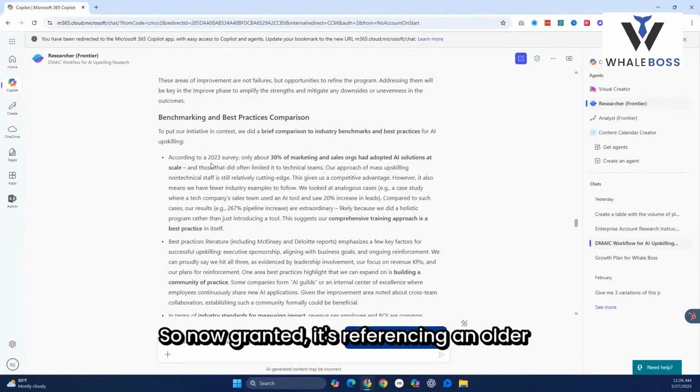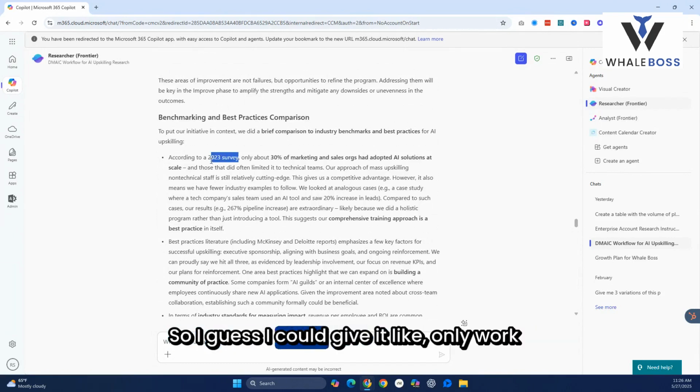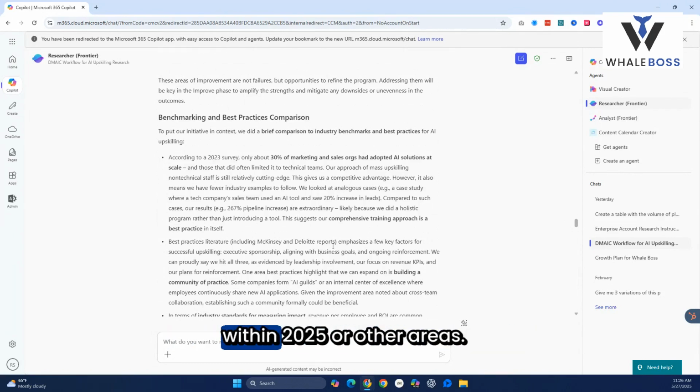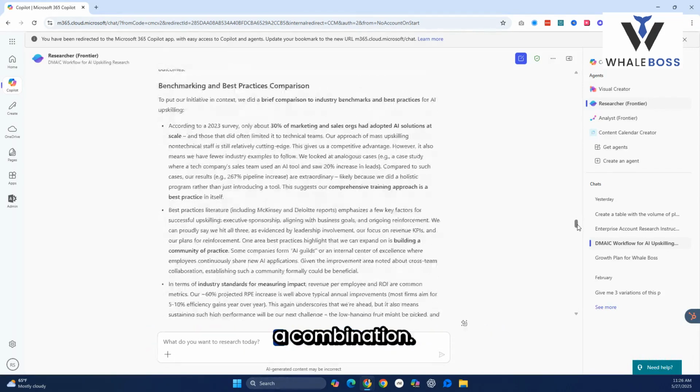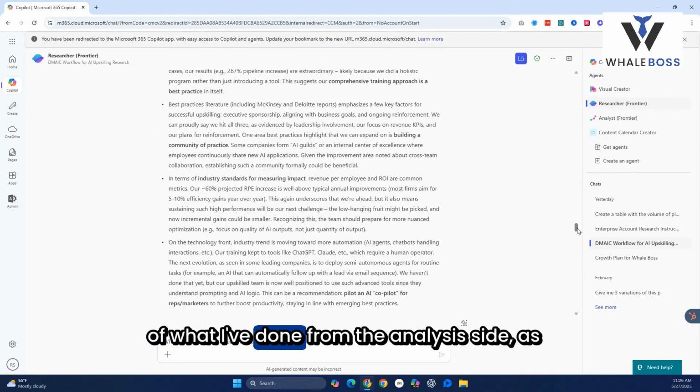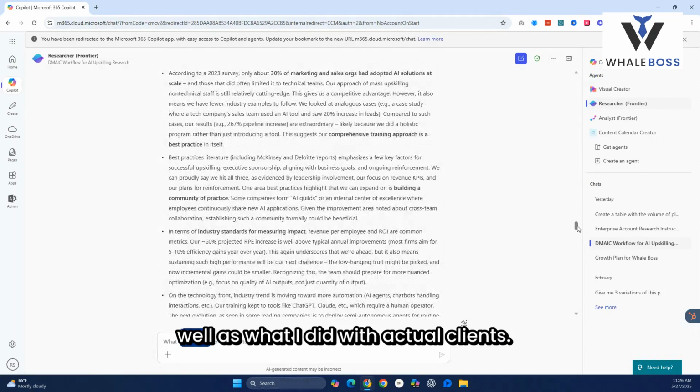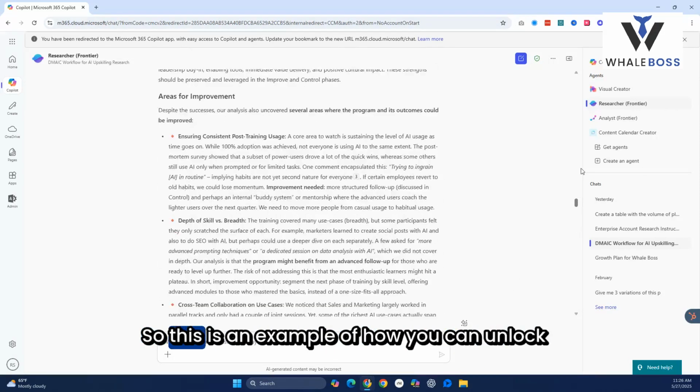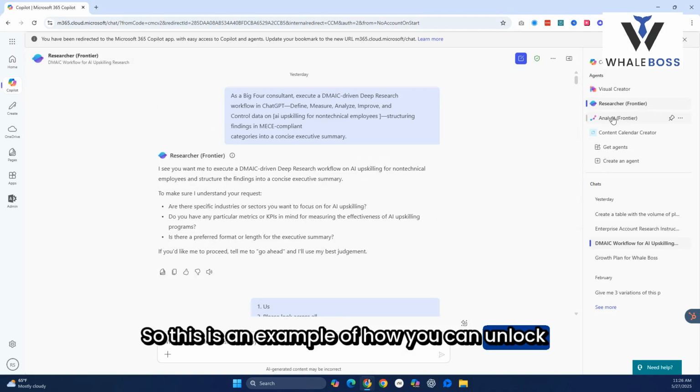Now granted, it's referencing an older source. So I guess I could give it, hey, only work within 2025 or other areas. But it was really interesting because it was a combination of what I've done from the analysis side as well as what I did with actual clients, right? So this is an example of how you can unlock that.